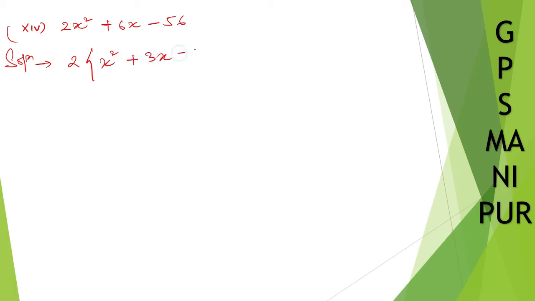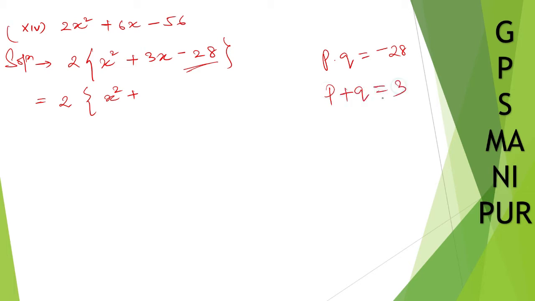Now we'll do Roman number 14, xiv. Let me write down the question. The question is 2x squared plus 6x minus 56. Similar to the previous question, here we can take 2 common. So take 2 common: 2 times x squared plus 6 divided by 2 is 3x, minus 56 divided by 2 is 28. Now 2 is taken out, x squared plus any two numbers which, if you multiply, you will get minus 28, and if you add, you'll get 3. Simple. Now which two numbers multiply to give 28? Check the number, find out the number.